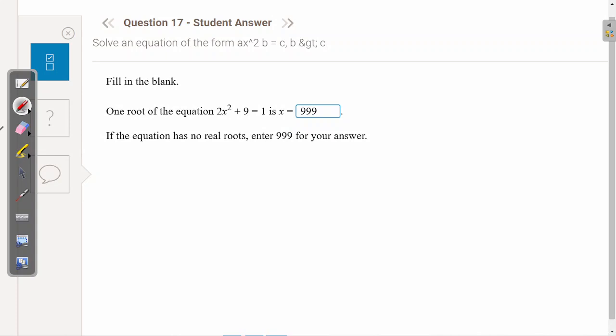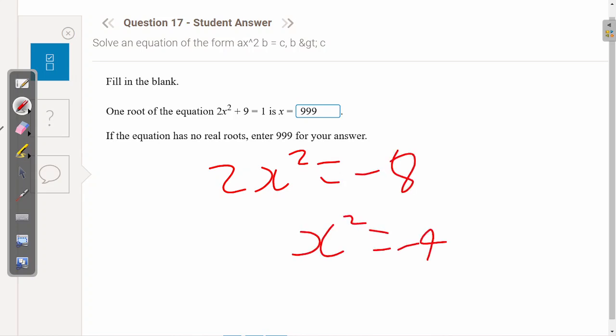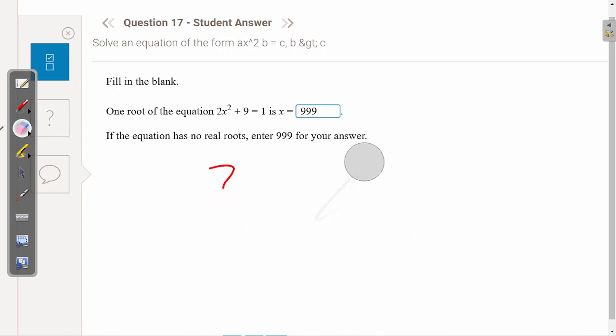Again, the same concept. 2x squared, move the 9, it will be negative 8. So x squared equals negative 4. You can't have something squared be negative, so this is wrong. So we say there is no real root, which here they said enter 999, so you put that.